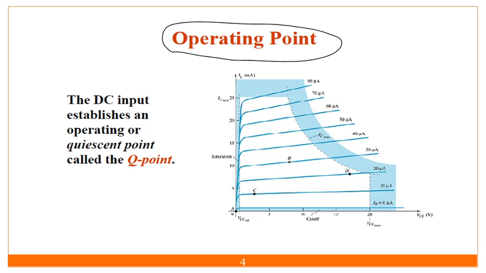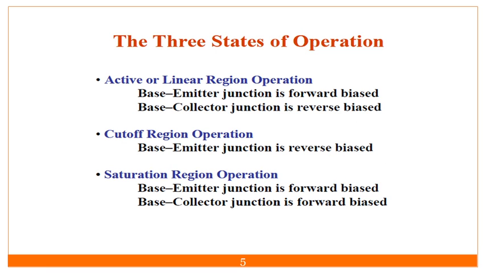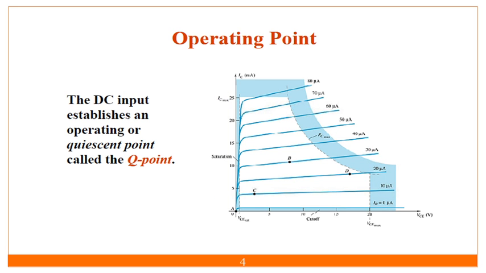So this operating point I will discuss afterwards. I will skip this point for a while. As far as this operation is concerned, there are three regions: active region or linear region, cutoff region and saturation region. I think this part I have covered in the previous lectures at the time of BJT.